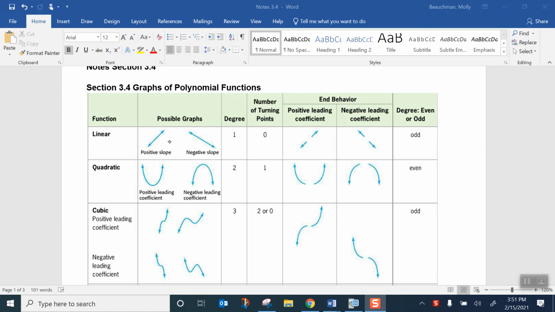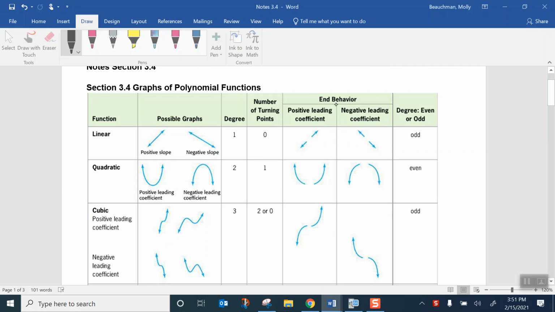Possible graphs could have a positive or a negative slope. The degree is 1. There are no turning points. And then in behavior, if you have a positive leading coefficient and a negative coefficient, and the degree is odd. So remember, linear is in the form mx plus b.